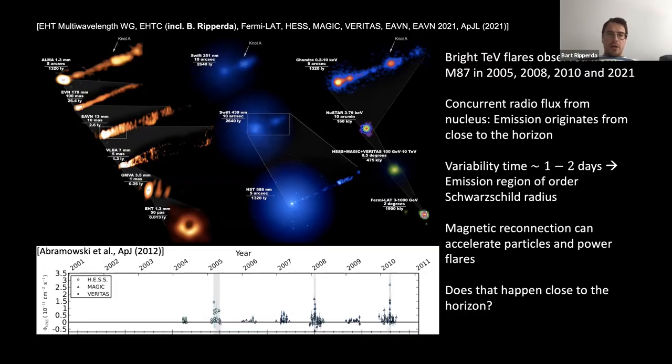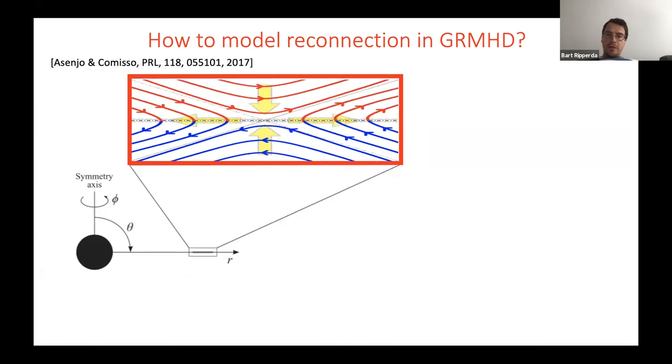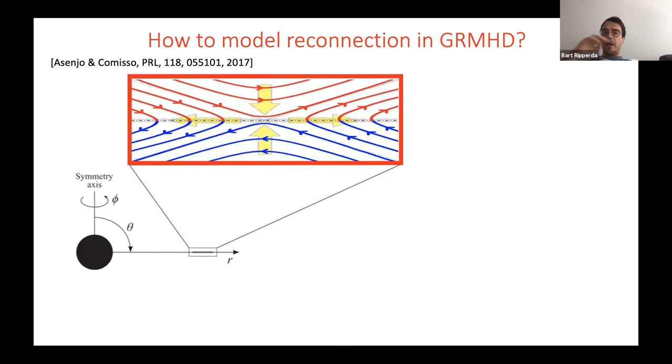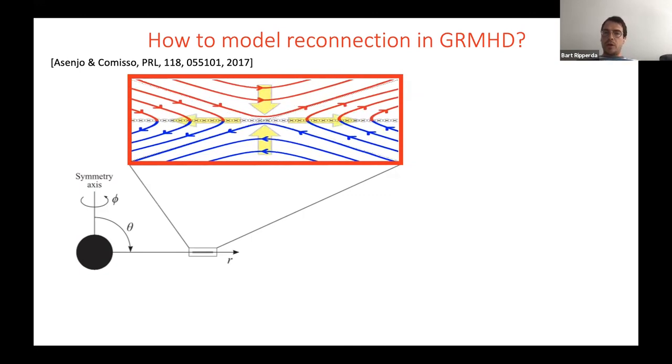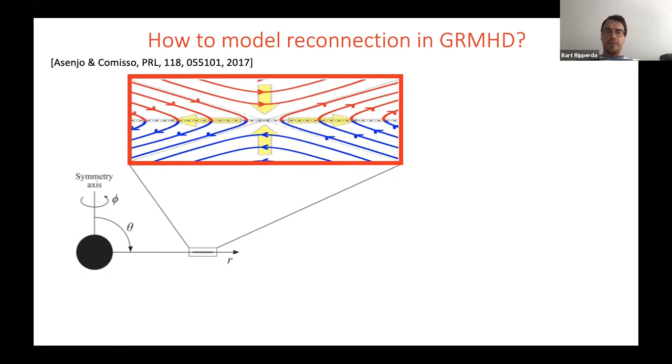The answer is yes. Now the question is, how can we model these reconnection physics, which we know are occurring in a collisionless plasma, how can we model them in MHD so that we can do global 3D simulations, take the whole accretion into account that a particle-in-cell simulation cannot yet, although I think it will be possible very soon.